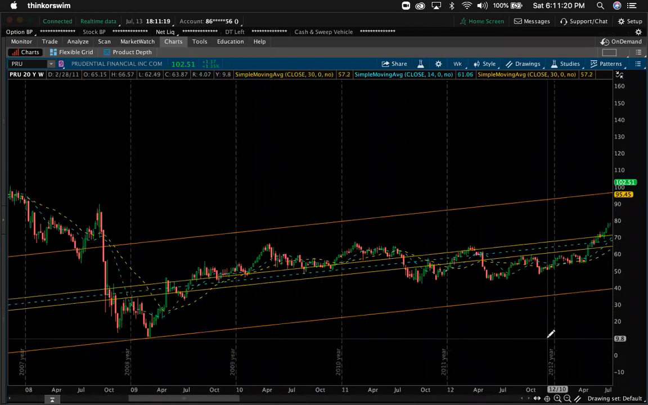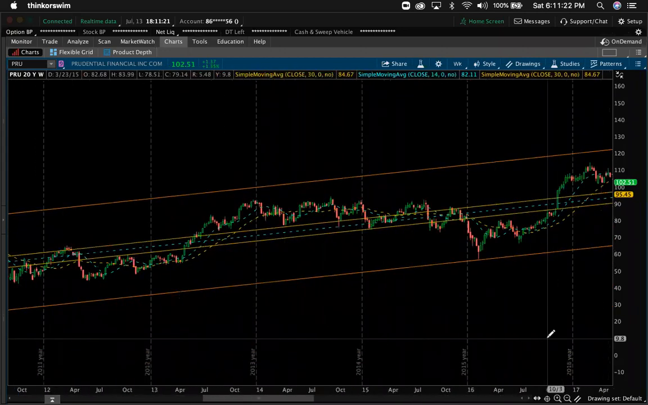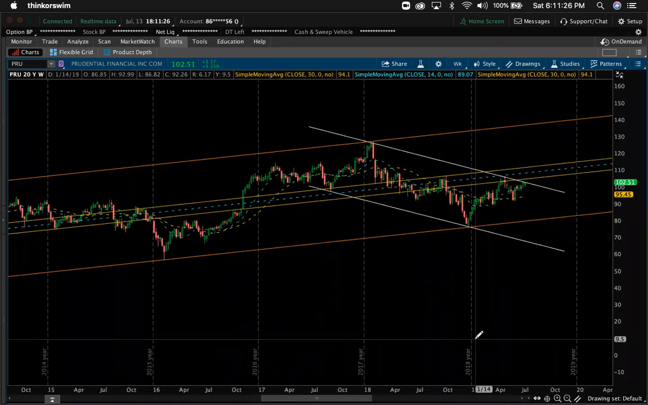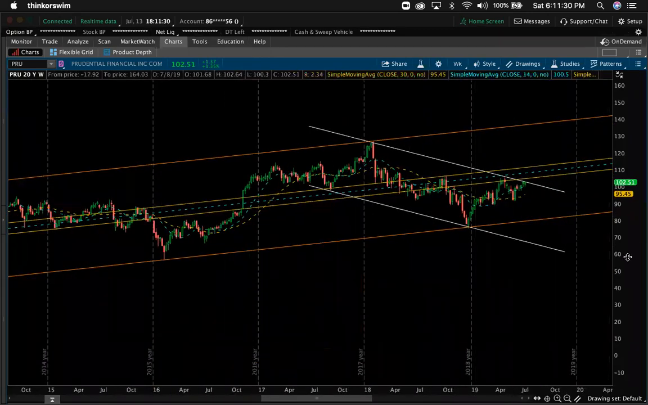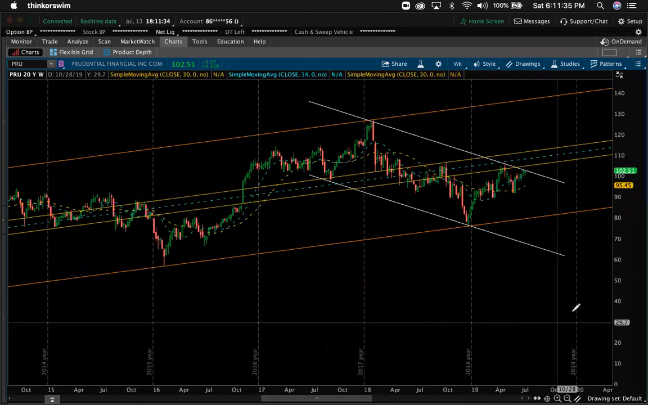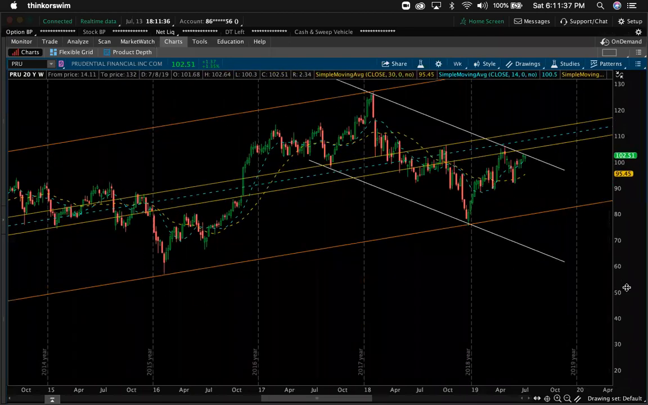As you can see the trend, I actually drew this channel out, and you can see how it operates off this channel, how effective the channel is. What stands out the most to me with this one is the inverted head and shoulders. On this time frame you can see it, and on a shorter time frame you can see it even better.